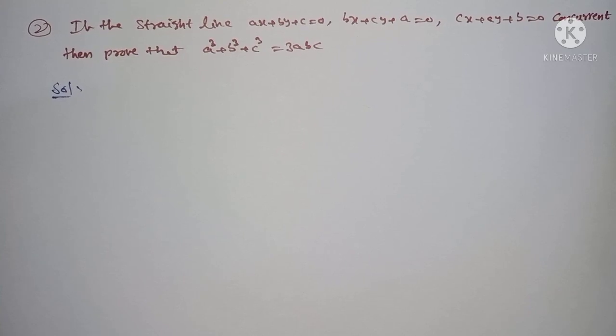Next question. If the straight lines ax plus by plus c is equal to 0, bx plus cy plus a is equal to 0, cx plus ay plus b is equal to 0 are concurrent lines, then prove that a cube plus b cube plus c cube is equal to 3abc.